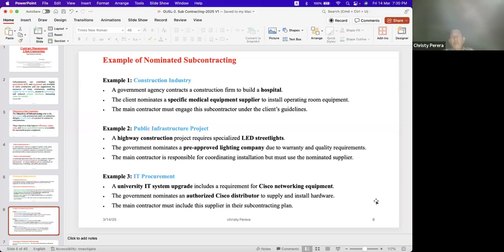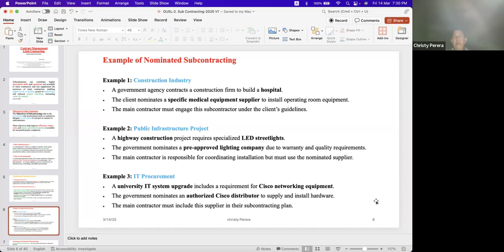They want to have Cisco, I can't remember the brand name exactly, maybe Cisco networking equipment. So the government nominates and authorizes a Cisco distributor to supply and install the hardware. That's the hardware part, a specialized area. Therefore the university, that is the government, nominates an authorized Cisco distributor to do that.